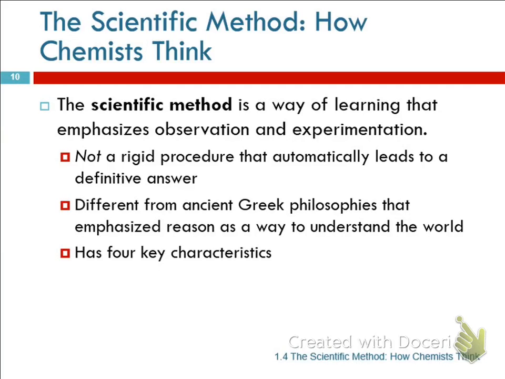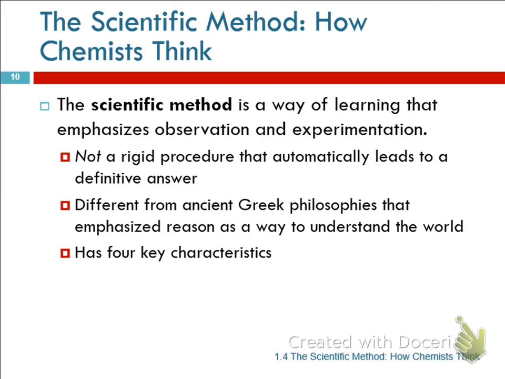We observe things and we do experiments. We test our ideas. So the scientific method is not a rigid procedure. It's not, okay, well, I'm going to do step 1 and step 2 and step 3, and then I'm going to come to the answer. Sometimes we wish it were like that, but it's actually much messier than that. The scientific method is an approach to solving problems, but it can look very, very different from person to person.